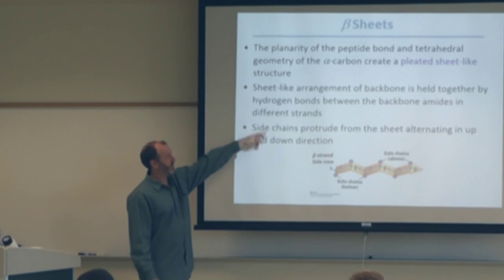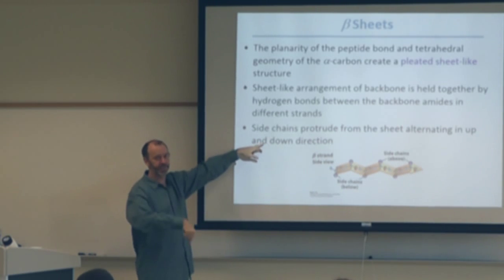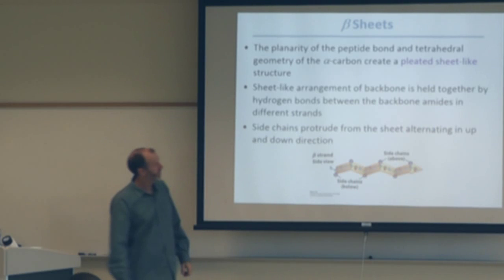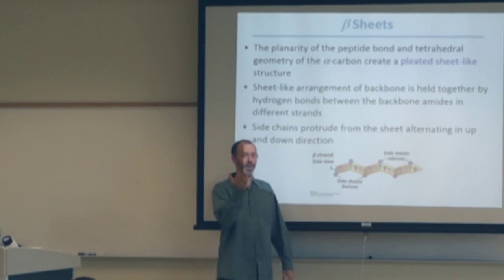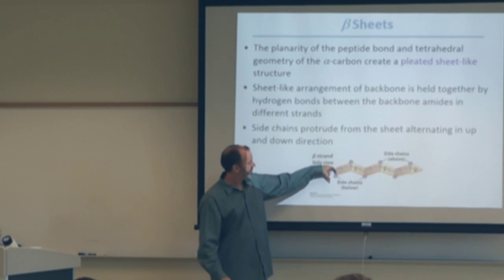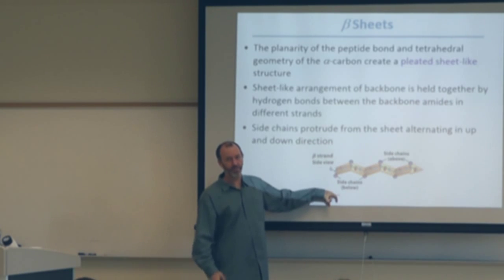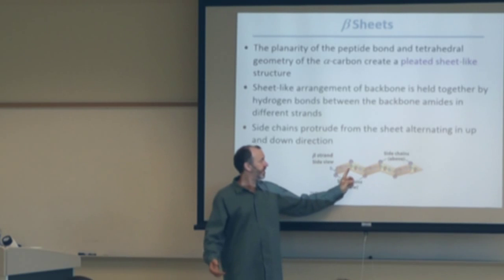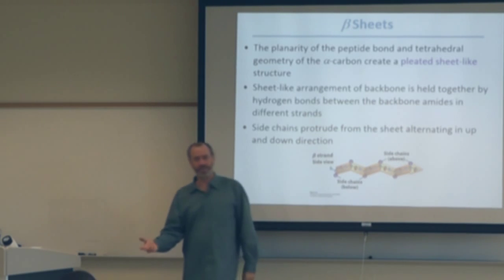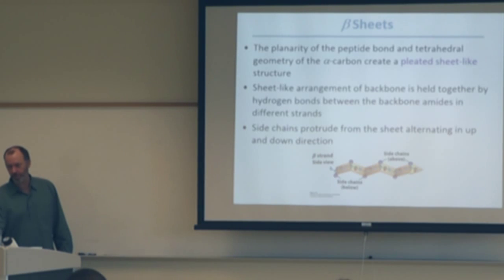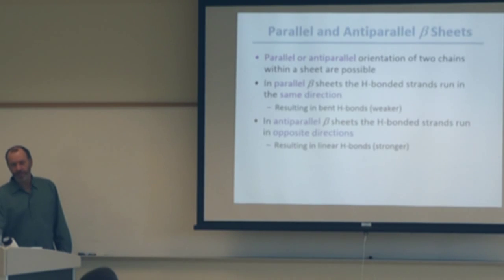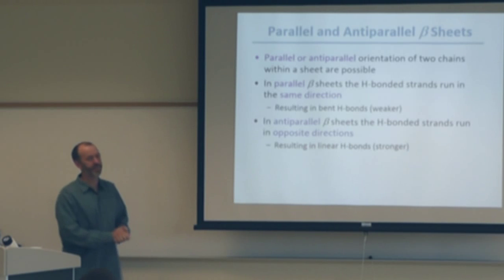So, like I just said, side chains protrude from the sheet, alternating in an up and down direction. Oftentimes, if you see a pleated sheet at the interface or on the outside of a globular protein, groups projecting inside will have a hydrophobic domain. Groups projecting outside will have to be hydrophilic. They will either hydrogen bond or be charged or whatnot, so they can interact with the water.